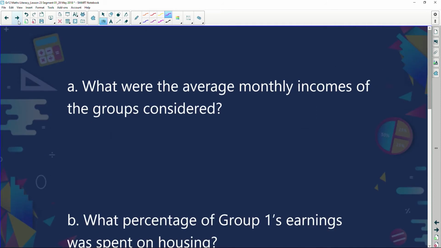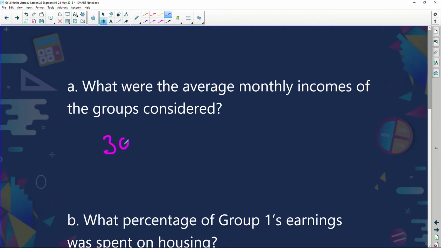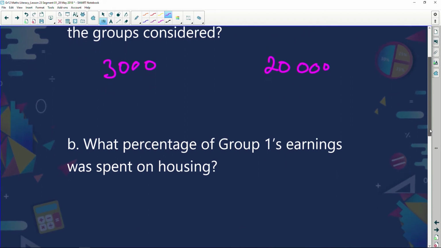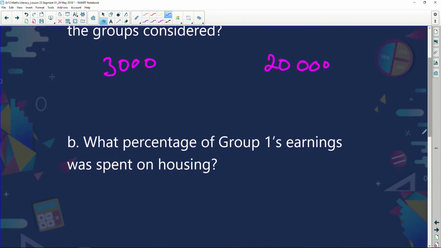Right. Let's have a look at the type of questions and then try and work out the answers. What were the average monthly incomes of the groups considered? Well, we've already said that. One was 3,000 a month and the other was 20,000 Rand a month. Okay. What percentage of group 1's earning was spent on housing?